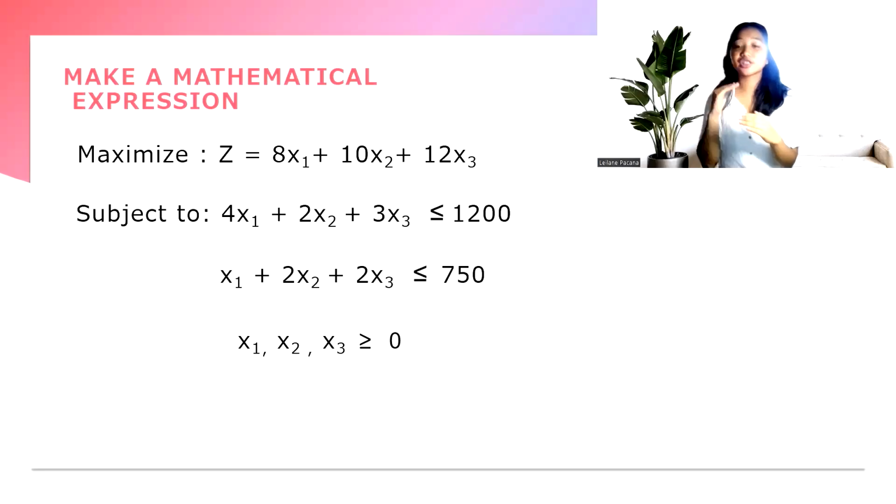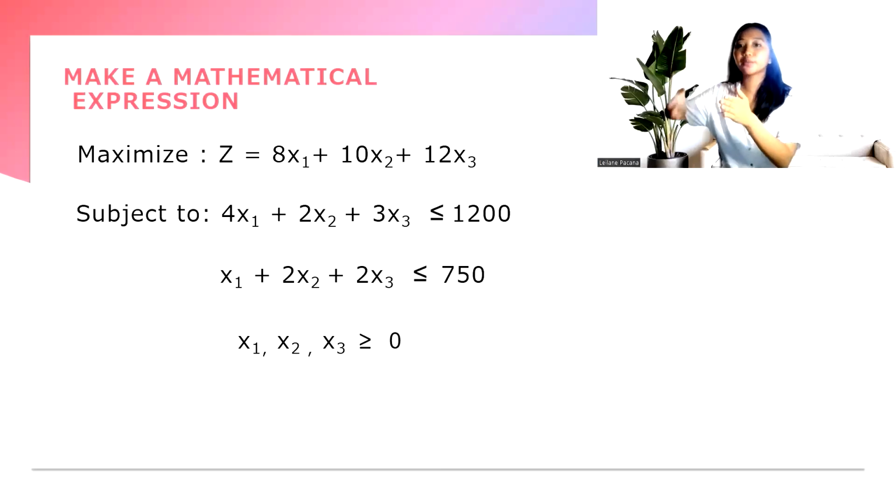Now we have our constraints here. Since we have 2 departments, the cooking and the packaging, we have 2 constraints here. So we have to make that inequality. 4x sub 1 plus 2x sub 2 plus 3x sub 3 is less than or equal to 1,200. And for our second constraint, it's x sub 1. It is understandable that for every variable there is already a whole number 1 for that, so we do not need to put it there. Plus 2x sub 2 plus 2x sub 3 less than or equal to 750.